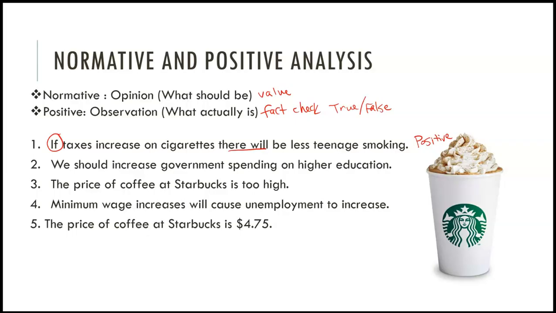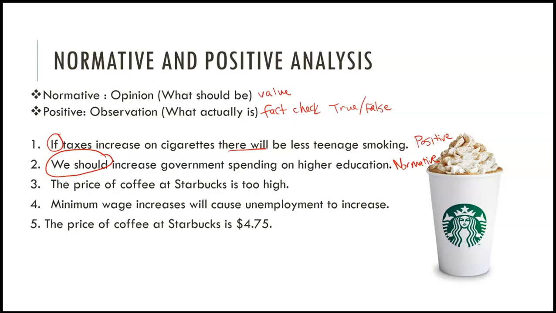Number 2, we should increase government spending on higher education. This is a normative statement. Why is it normative? Because it has a value judgment. We should increase spending on higher education. It could be an opinion that everybody agrees with, but it's not a true or false statement, right? It's not something that we can measure or fact check.